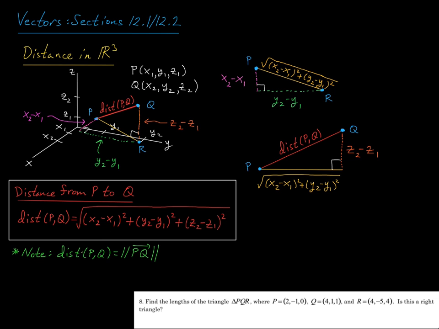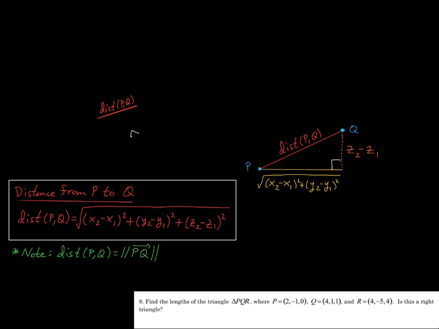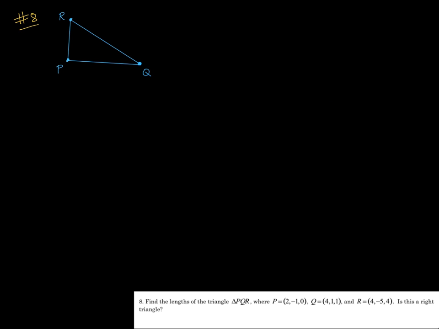Now note that this distance is equal to the length of the vector PQ, whose tail is at P and whose tip is at Q, and we actually noted this in an earlier video. Cool. With all that in place, let's check out question 8 on the worksheet.